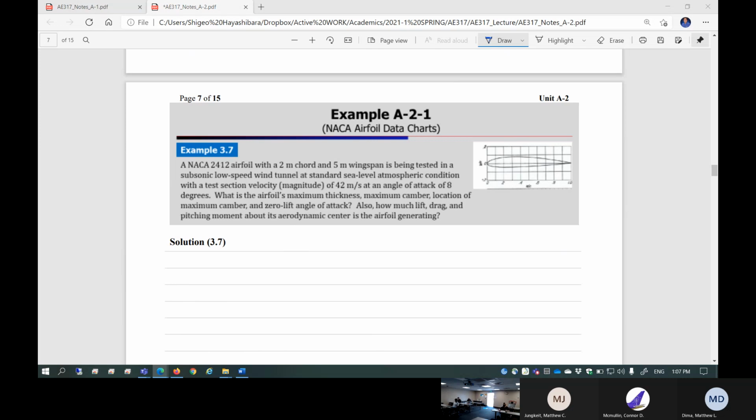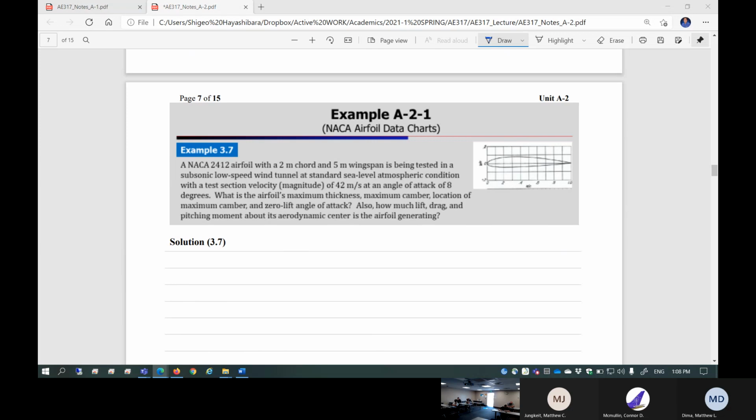Let's take a look at example A21, page 7. A NACA 2412 airfoil with a 2-meter chord and 5-meter wingspan is being tested in a subsonic wind tunnel at standard sea level atmospheric conditions with a test section velocity magnitude of 42 meters per second at angle of attack 8 degrees. What is the airfoil's maximum thickness, maximum camber, location of maximum camber, and zero lift angle of attack? Also, how much lift, drag, and pitching moment about its aerodynamic center is the airfoil generating?